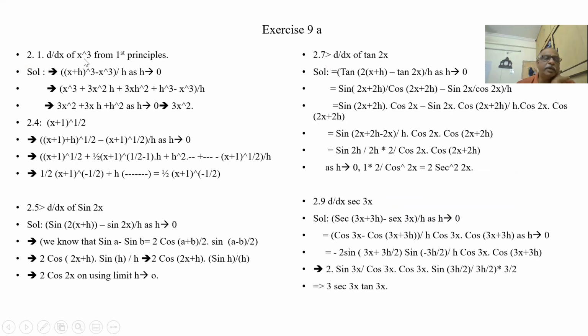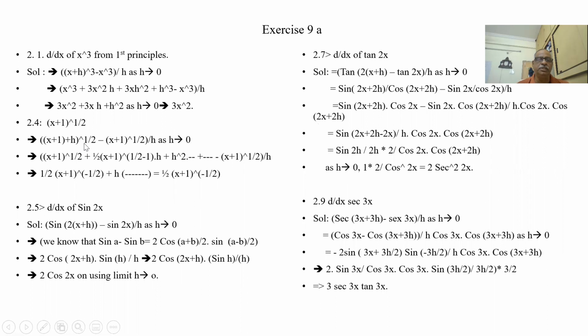Let us see. Differentiate from first principles. Exercise 9a. So x plus h whole cubed minus x cubed by h as h tends to 0. So a cubed plus b cubed plus 3a square b plus 3ab square. So here x cubed is getting cancelled. I can take out h from here. H and h are getting cancelled. So what is left out? 3x square is left out when I put h is 0. So x to the power of n is n into x to the power of n minus 1.